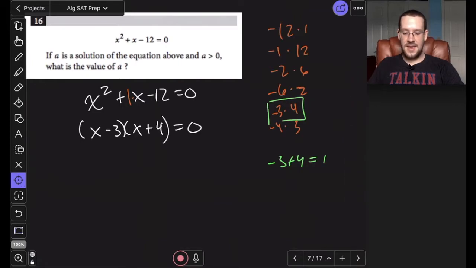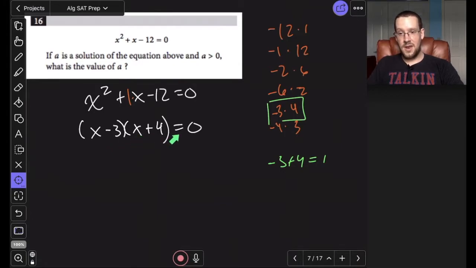And what this is saying is, this is multiplication. 2 things are multiplying together that equal 0. So this is equal to 0, this is equal to 0, or both of them are equal to 0. It has to be. So we have to think about, okay, what makes this quantity equal 0? What makes this quantity equal to 0? So some number minus 3 is equal to 0. That number's 3. Some number plus 4 is equal to 0.